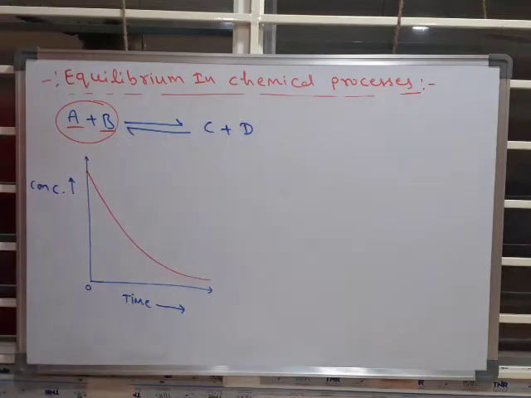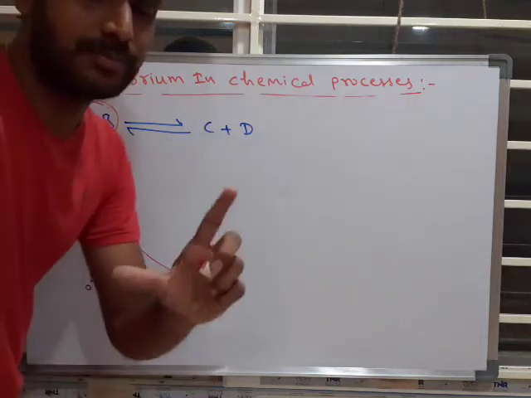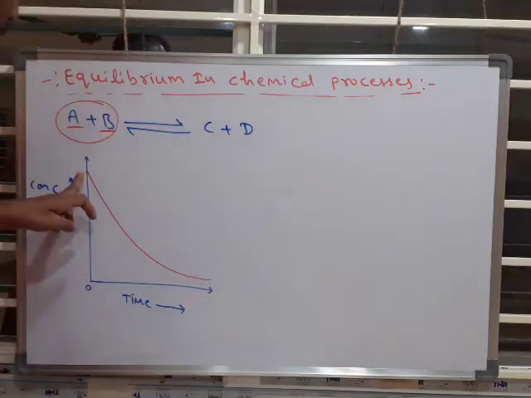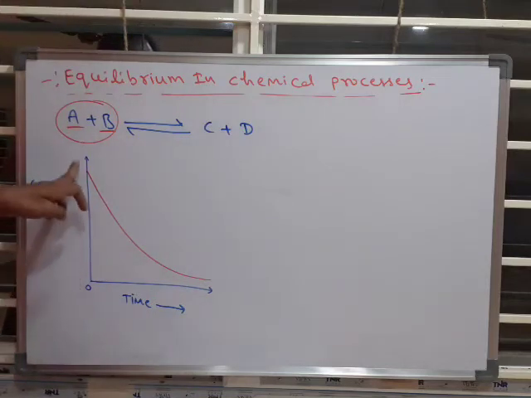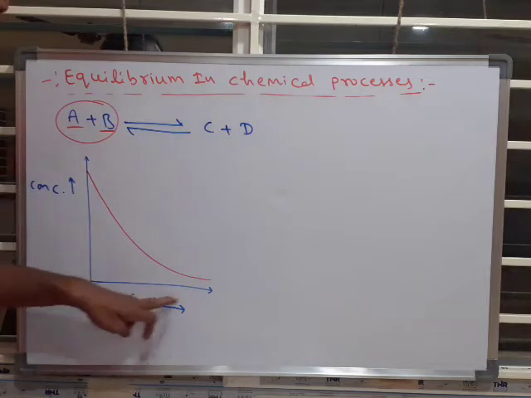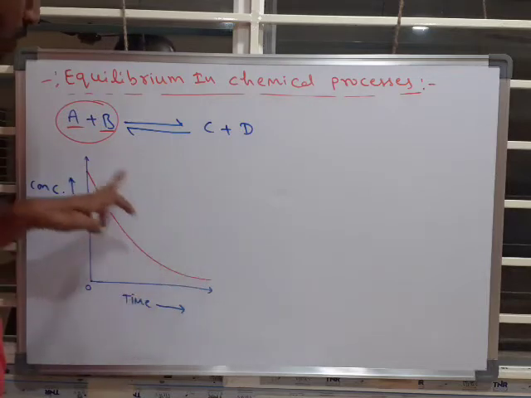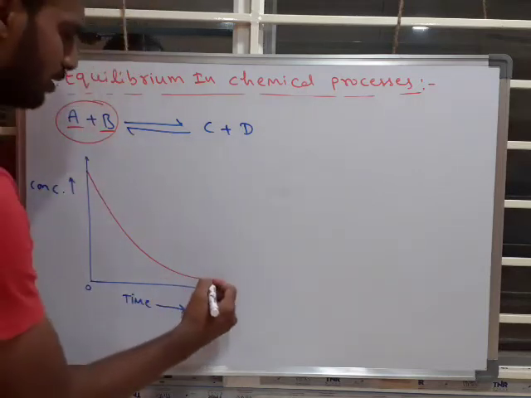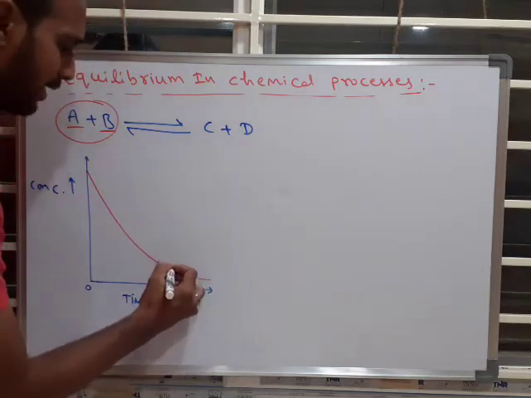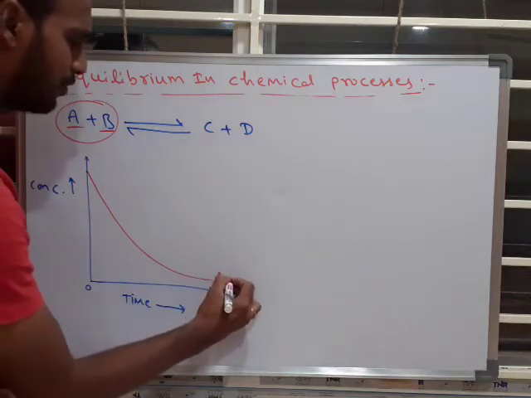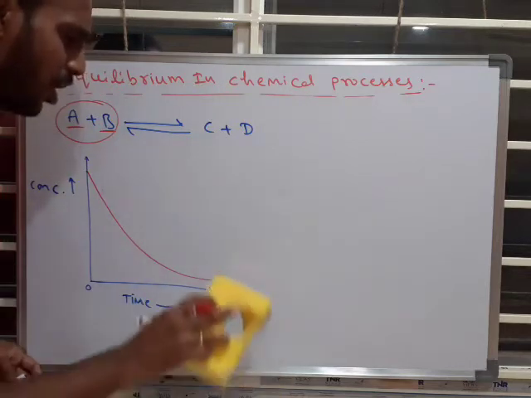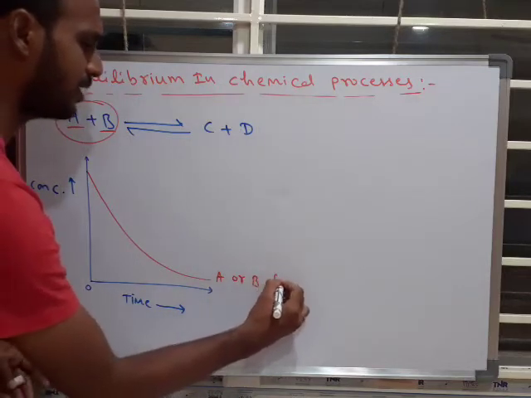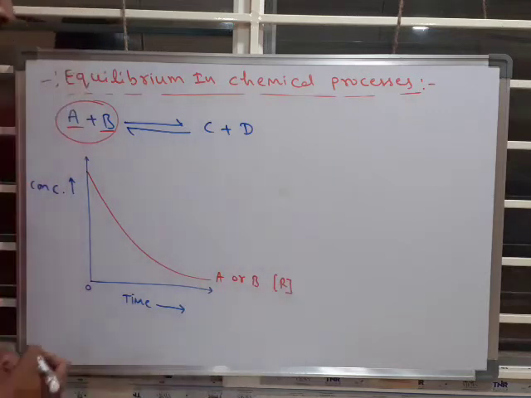So this graph indicates about reactants or products? This exactly tells about the reactants concentration. At the starting 0 time the concentration is high. As the time increases it goes downward, so the concentration is decreasing. So this graph indicates about the reactants. This graph indicates about reactants A or B; simply we can take it is for reactants.